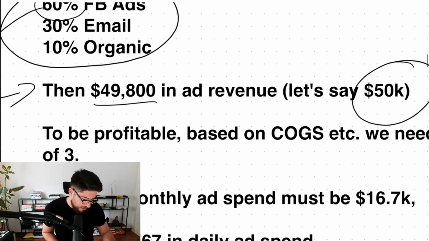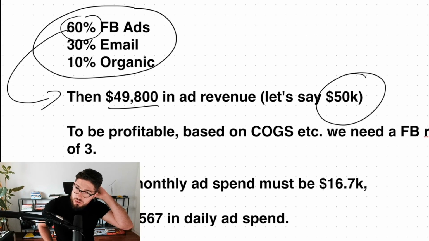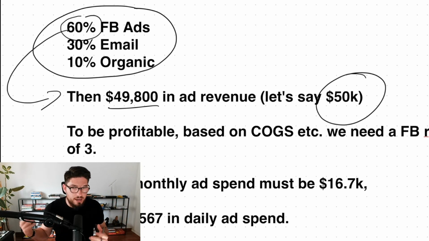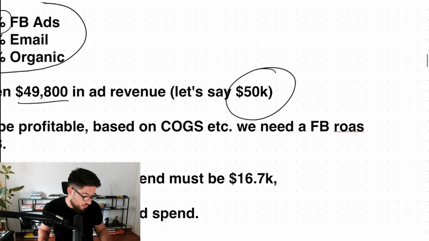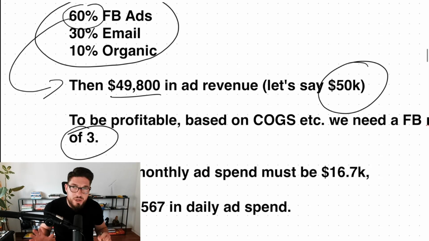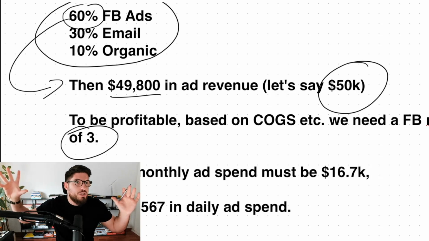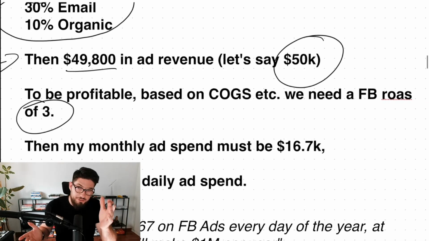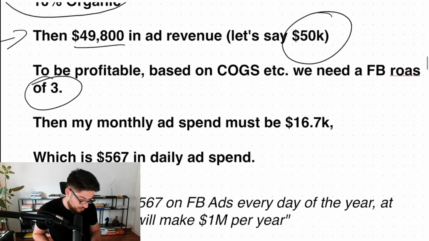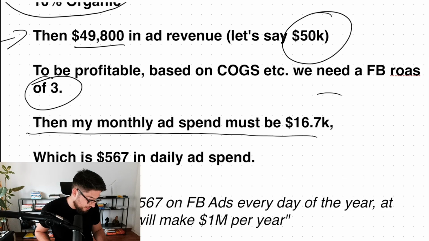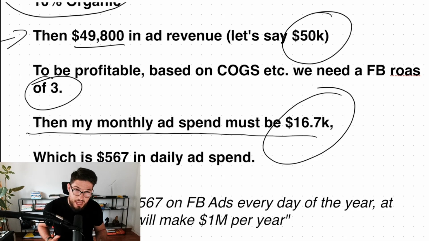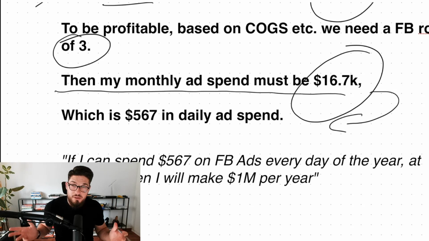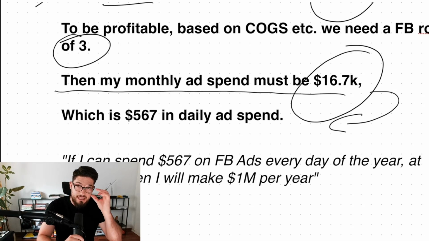Okay, now let's think about your costs. So to be profitable, based on my COGS and everything, I'm gonna need a ROAS of 3, for example. ROAS of 3, I'm happy. It's not like a crazy ROAS, but I'm profitable, I'm happy, all is good. All right, so if we do 50K divided by 3, we're gonna have the required monthly ad spend, 16.7K. And now we break this down on a daily basis, and on average it's gonna be $567 in daily ad spend.